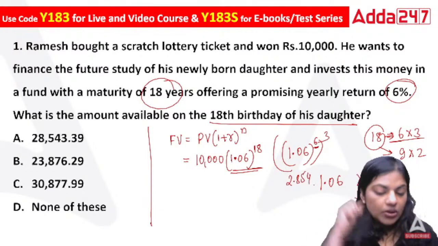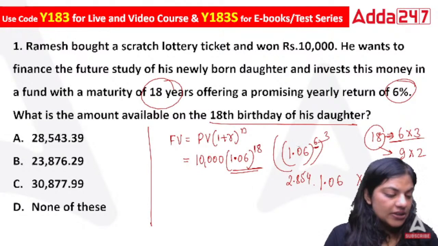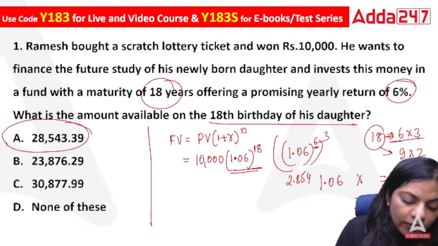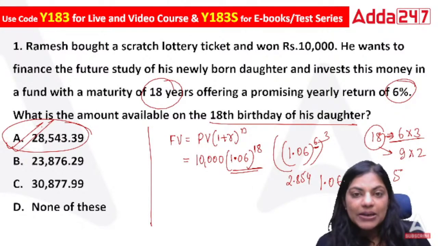So the value is coming as 2.854. Now, we'll multiply this by 10,000. The answer will come as 28,544.39. How many of you got the same answer?